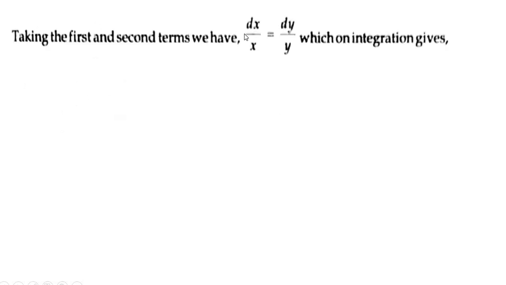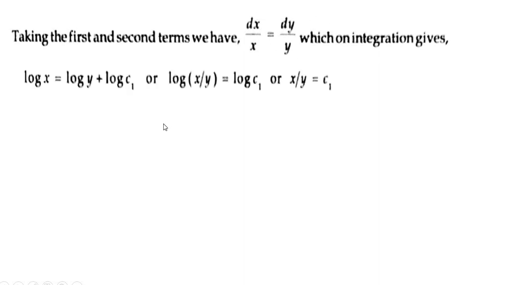When we compare the first and second term, you get dx by x is equal to dy by y. z will get cancelled since you have an equal sign, so z in the denominator will get cancelled. Directly integrate this. On integration, you get log x is equal to log y plus log c1. Bring log y to the other side, so that will be log x minus log y, which is log of x by y is equal to log c1. Apply anti-log on both the sides, so you get x by y is equal to c1.